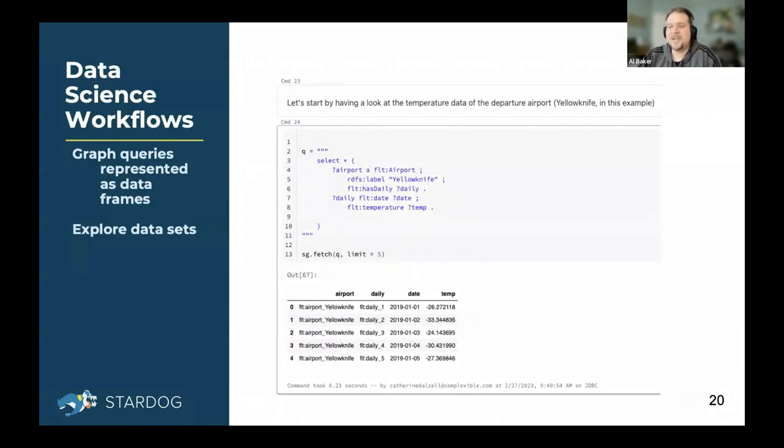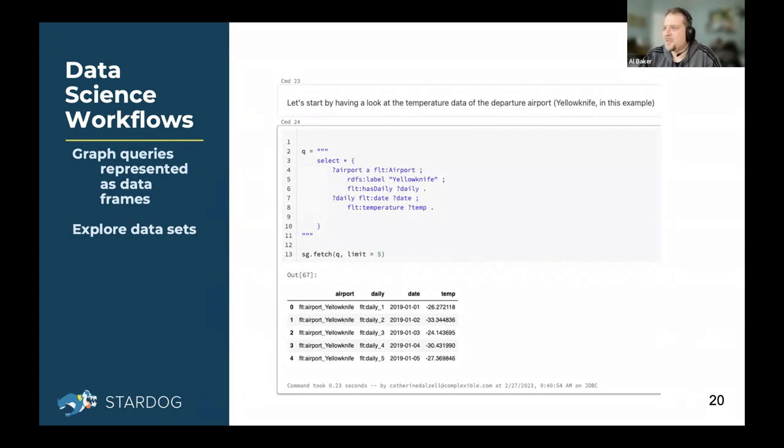So looking at the data science workflow, we can do things like issue a graph query. And this happens to be within a Databricks notebook. It could easily be a Jupyter notebook. And the key thing here is that the graph queries, when inside the Spark environment with the Stardog Spark connector, return data frames.